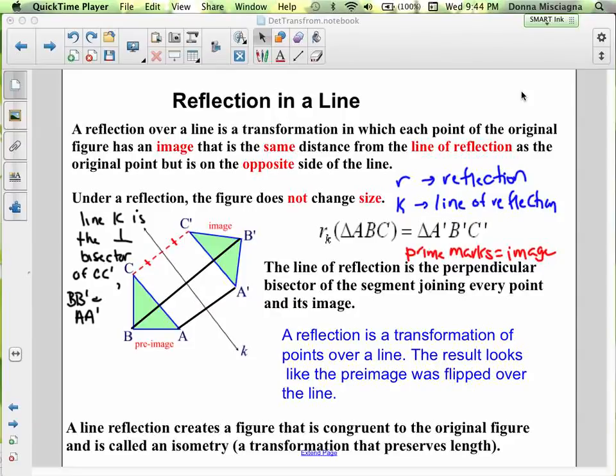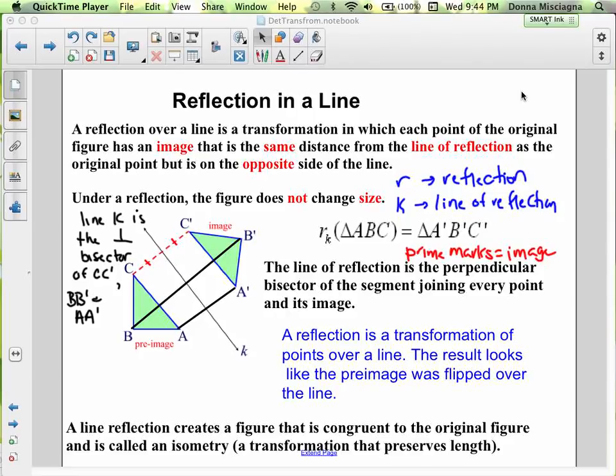So let's look at our first transformation, reflection in a line. Reflection over a line is a transformation in which each point of the original figure has an image that's the same distance from the line of reflection as the original point, but is on the opposite side of the line. Under reflection, the figure does not change size.